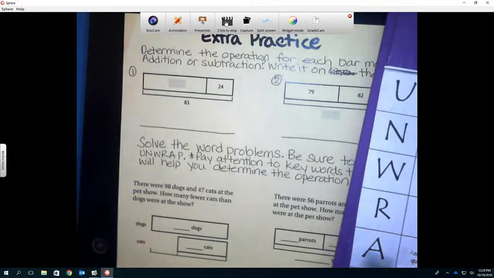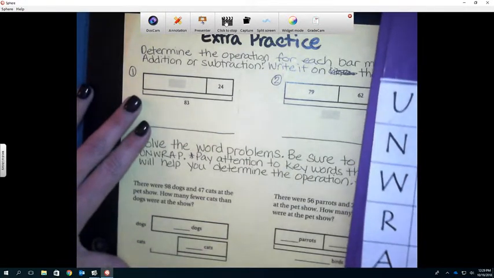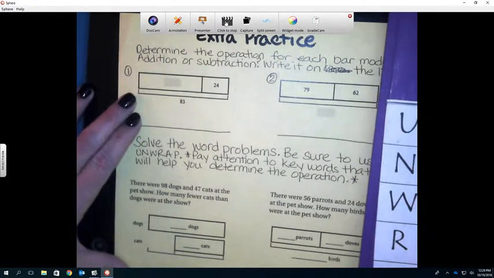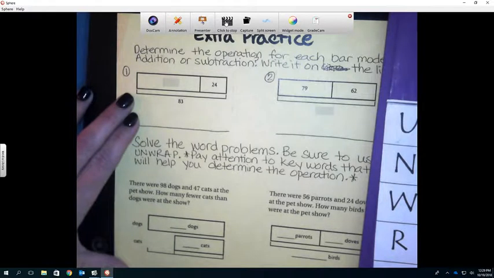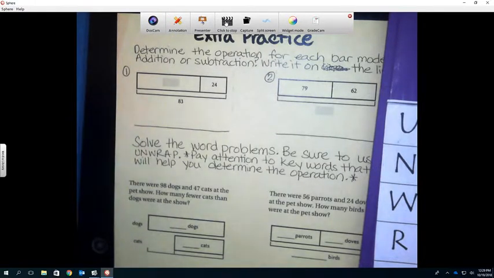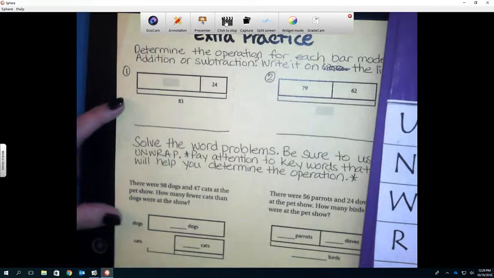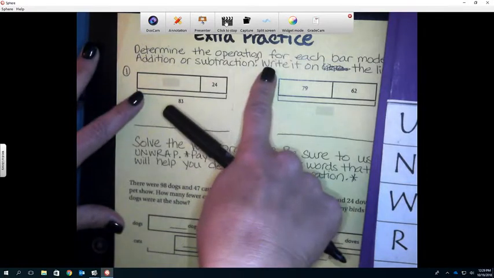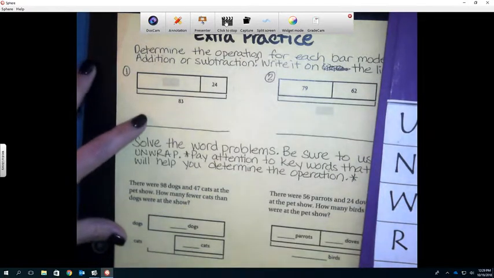I included a couple bar model diagrams or strip diagrams so that they can start visually seeing what the problem's asking for and determine the operation by seeing this kind of model. So I'll just do a couple just to show you how. This bar model, all I'm wanting them to do is determine the operation for each one and then write addition or subtraction on the line.